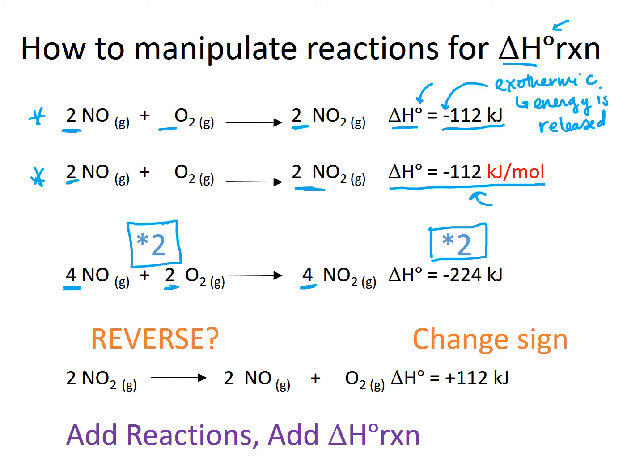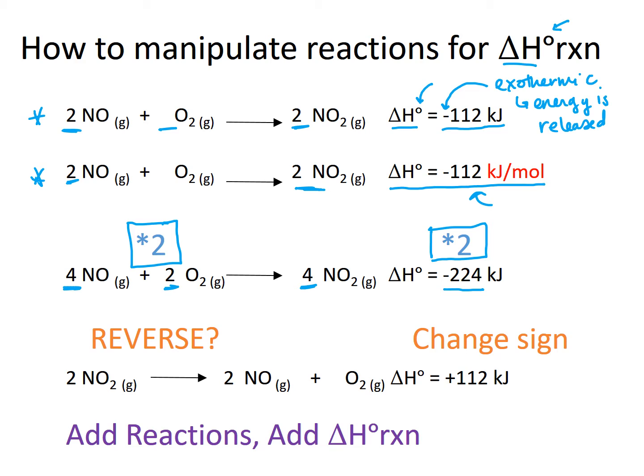Which makes sense, right? If I double the amount of reactants that I use in a reaction, it's going to produce twice as much heat. So if I take 112, multiply it by 2, I get a negative 224 kilojoules of heat. So doubling the reaction is going to double the amount of heat that gets released.